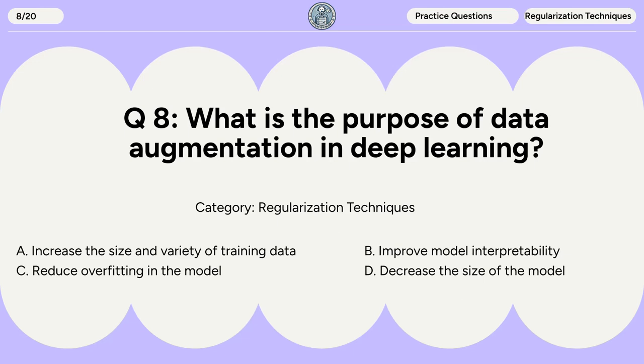Question 8. What is the purpose of data augmentation in deep learning? A. Increase the size and variety of training data. B. Improve model interpretability. C. Reduce overfitting in the model. D. Decrease the size of the model.